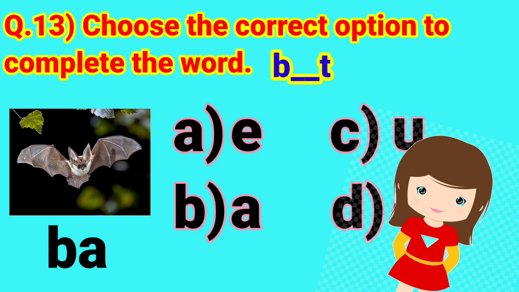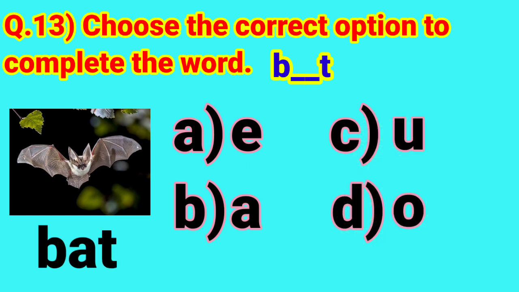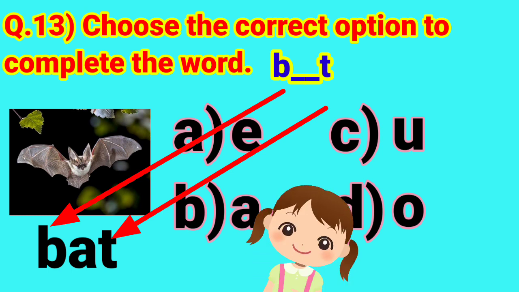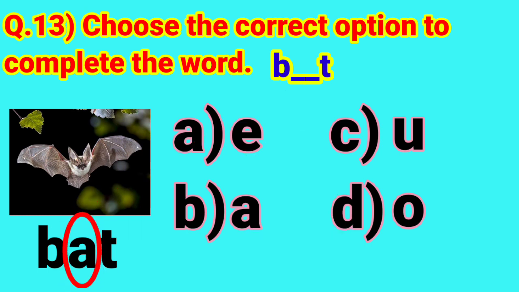B, A, T, bat. Now, we have to find the missing letter. Letters B and T are given to us. So, tell me which letter is missing? Ma'am, the letter A is missing. Yes, you are right. Letter A is missing. B, A, T, bat. The correct answer is option B.